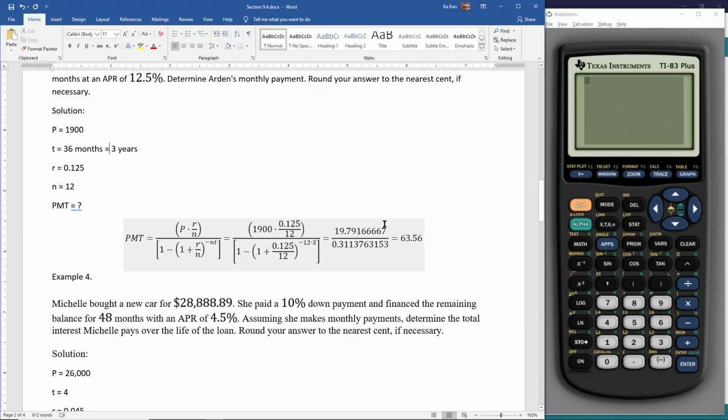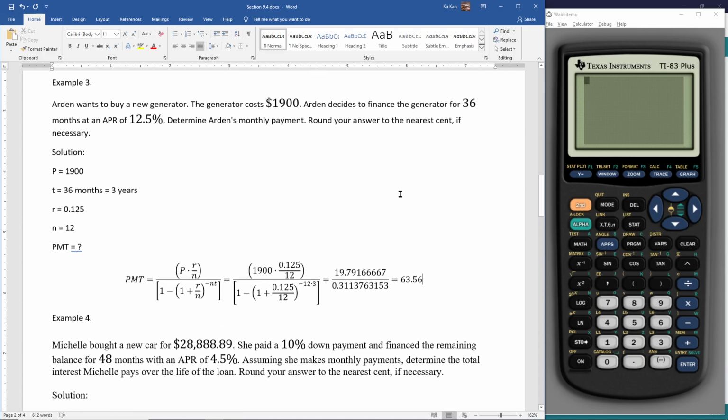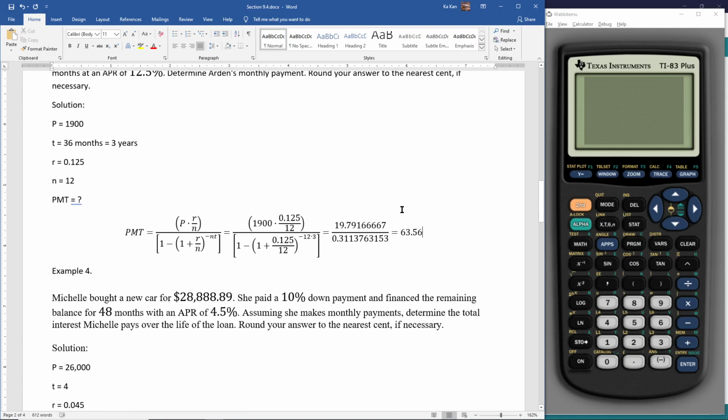So if you look at that, I have it typed up. Take all the numbers, plug them into the rate and principal, and then divide. So this one's not too bad. Just put this in a calculator, and you are going to get $63.56. And that's how much payment you're going to be making. So not too bad, if you need a generator.